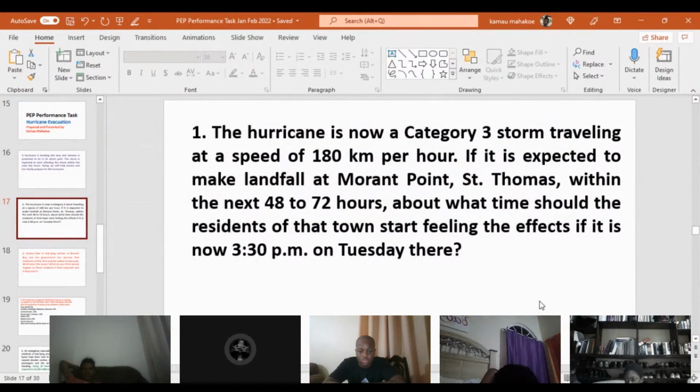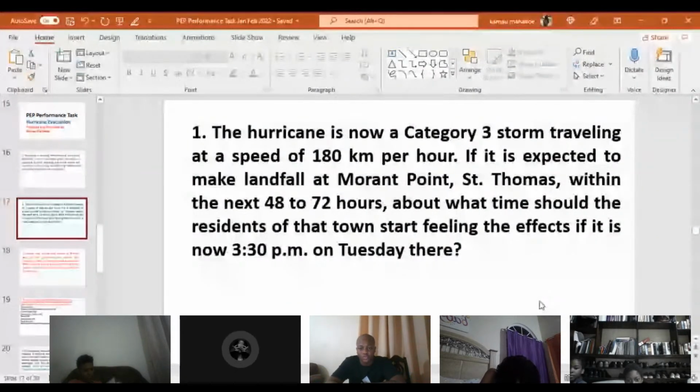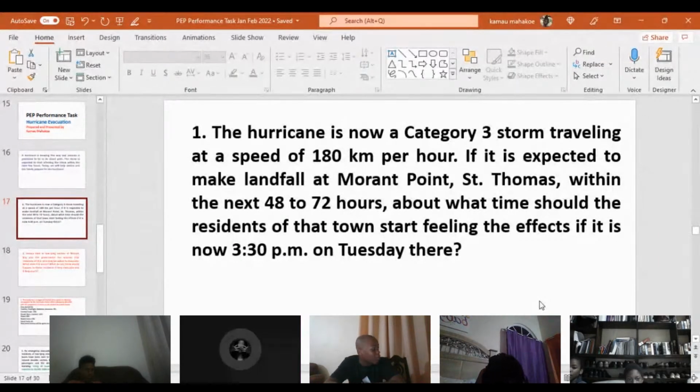Number 1. The hurricane is now a Category 3 storm traveling at a speed of 180 kilometers per hour. If it is expected to make landfall at Morant Point, St. Thomas, within the next 48 to 72 hours, about what time should the residents of that town start feeling the effects, if it is now 3:30 p.m. on Tuesday there?